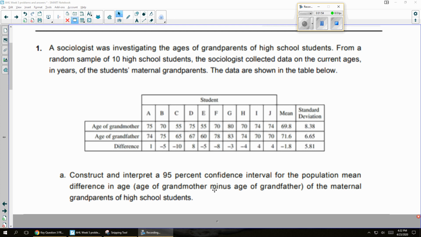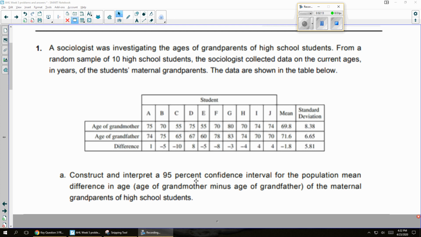And it says we're going to do grandmother minus grandfather. So positive numbers mean the grandmother was older. Negative numbers mean the grandfather was older. The average, of course, being negative means the average age of a grandfather was older than that of the grandmother.